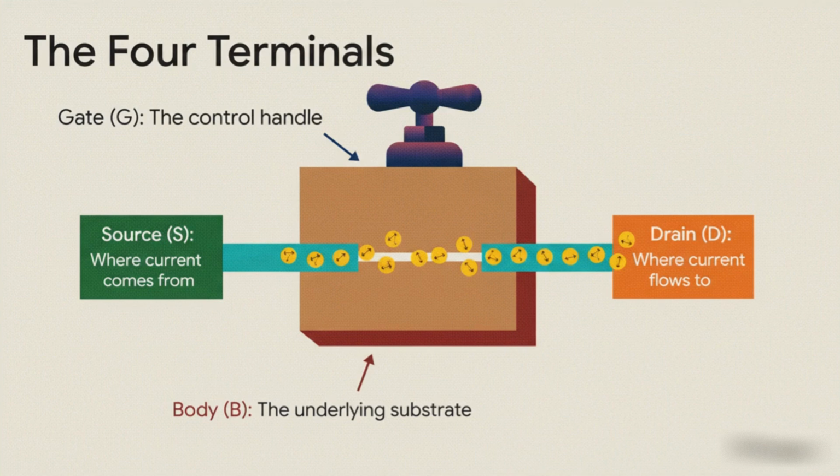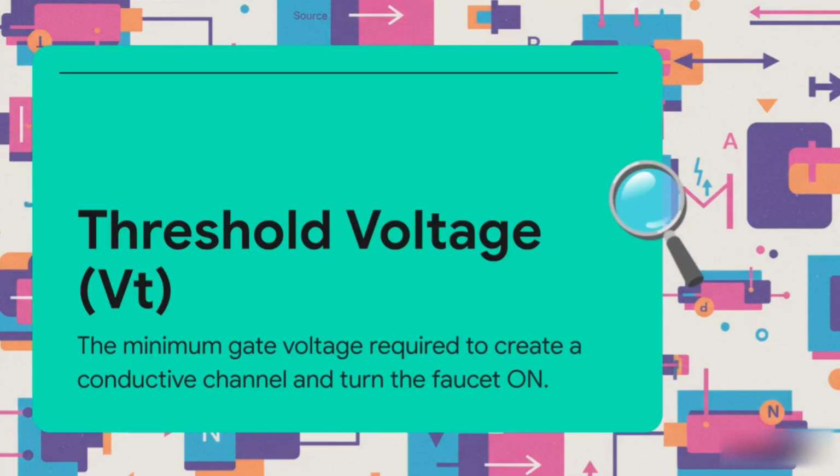And here's the crucial part. It's totally insulated, meaning it controls the flow using an electric field without ever actually touching the electrons themselves. It's kind of like magic. Now, think about a real faucet. You can't just breathe on the handle and get water, right? You have to turn it past a certain point to get it to kick in. Well, for a MOSFET, we call that point the threshold voltage.